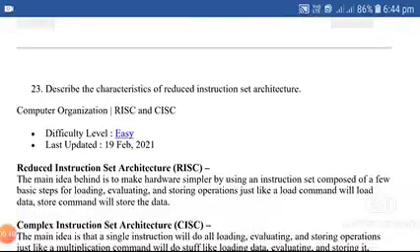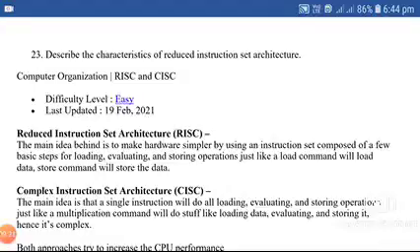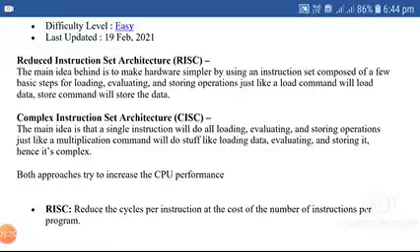Next we are moving to the next question in Part C, 23. Describe the characteristics of reduced instruction set architecture. So computer organization consists of RISC and CISC. Difficulty level is easy. Reduced instruction set architecture is given in short as RISC.